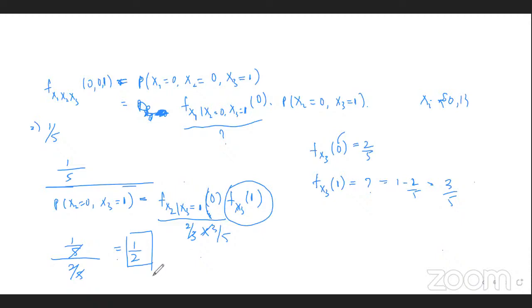Ma'am, can you please tell me why you subtracted fX3 from 1? Because in the question you have given fX3 of 0, equals 2 by 5. But what we have to find here is fX3 of 1. Now the Xi's are taking the value in 0, 1, so the range is just 0, 1. For 0, you are given the value 2 by 5. So for 1, it is going to be 1 minus 2 by 5.